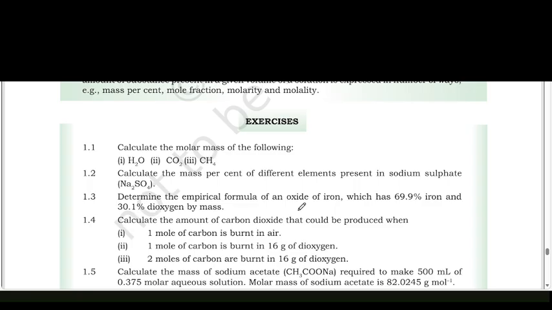Calculate mass percent. So mass percent is this. First let us find the percentage of it. For percent we have to do nothing, just take any two. So Na is 23 into 2, 46. S equals 32. O will be 64. When we add the total, it will be 142.